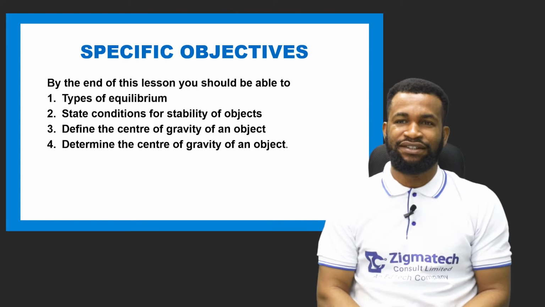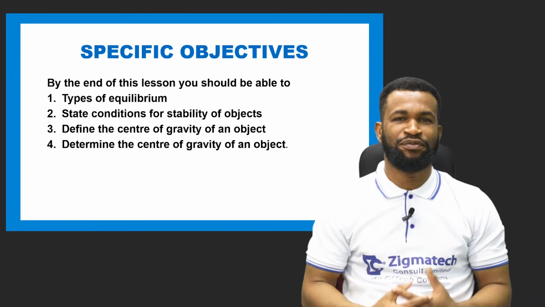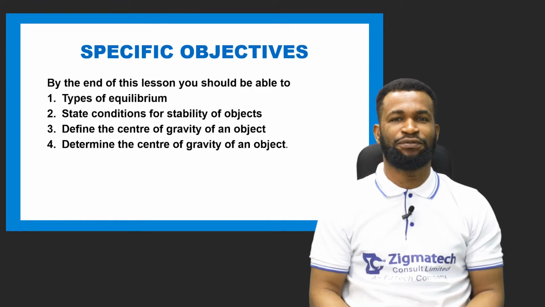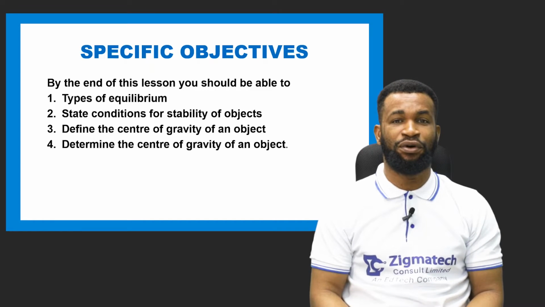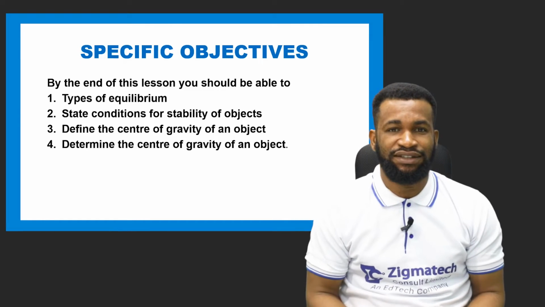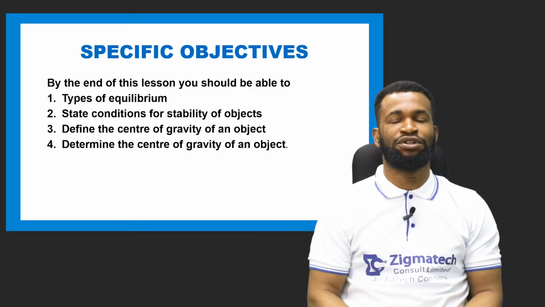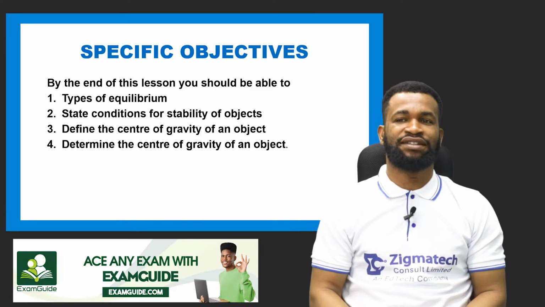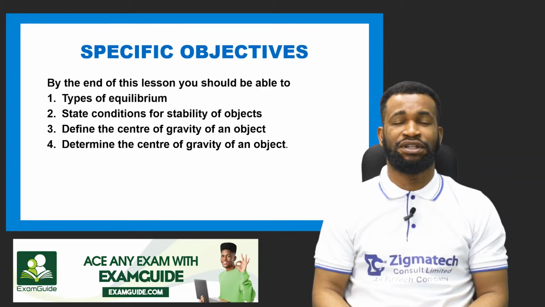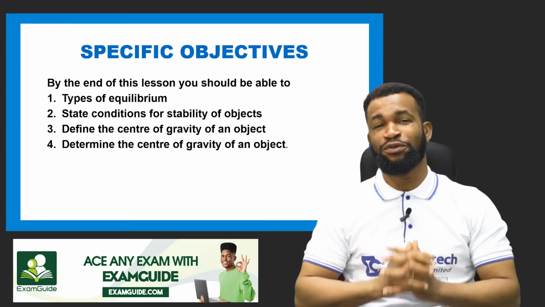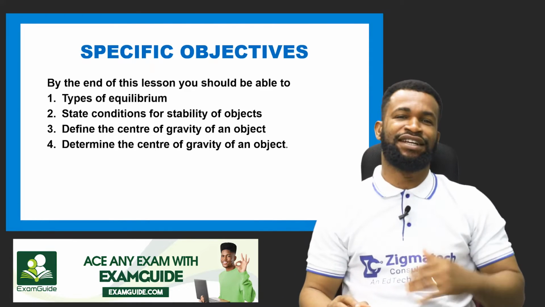By the end of this lesson, you should be able to list the types of equilibrium, state the condition for stability, define the center of gravity of an object, and determine the center of gravity of objects. If you are ready, get your pen and let's get started.